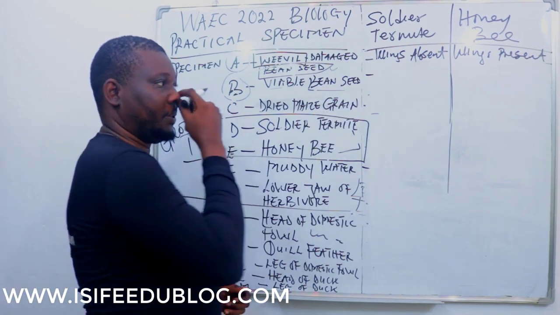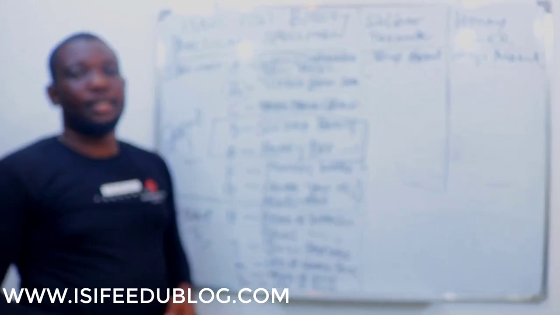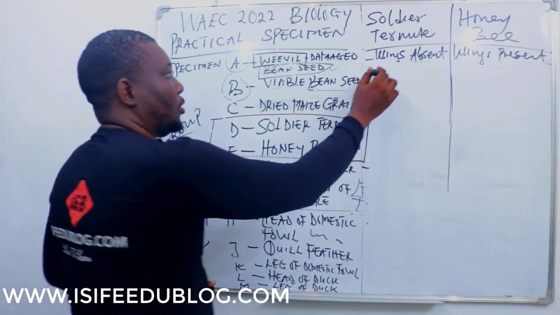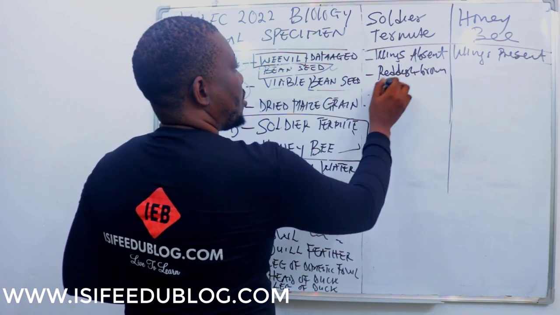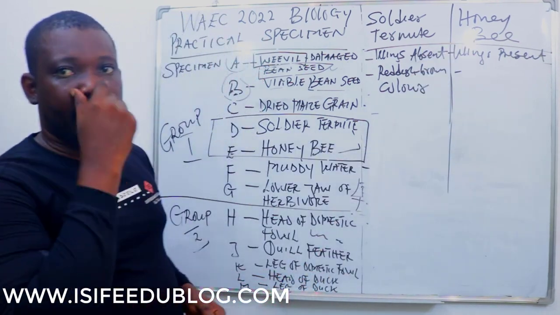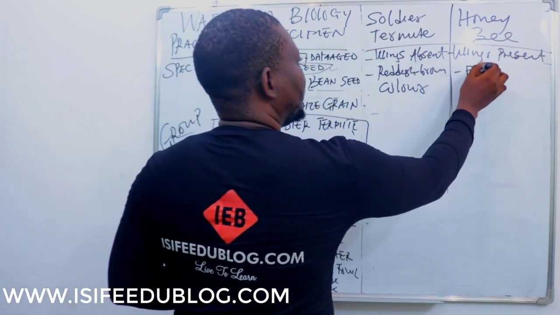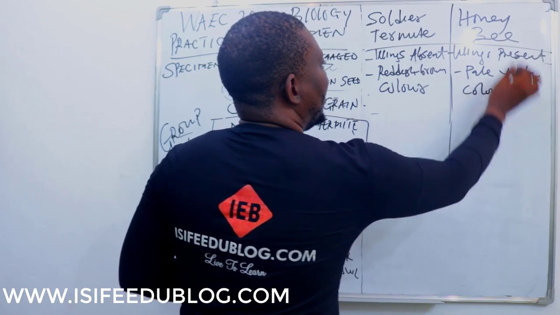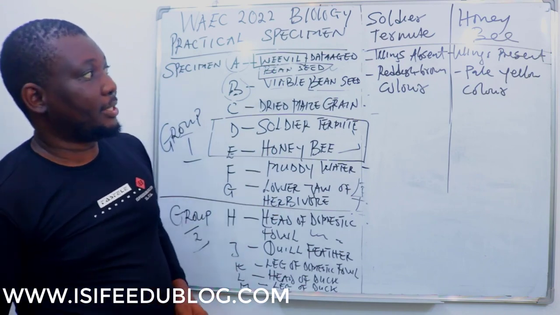In terms of the color, the soldier termite appears to be a little bit reddish brown in color. This appears to be pale yellow. Pale yellow color. Remember, we're looking at the observable structural differences between a termite and a honeybee.